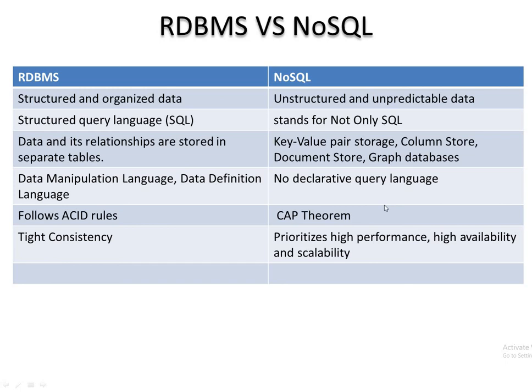RDBMS follows ACID rules, while NoSQL follows the CAP theorem. In RDBMS, tight consistency is there, and in NoSQL there is a relaxation of consistency. It is generally used when the priority is high performance, high availability, and scalability. Means when applications have a priority for high performance, high availability, and scalability, then generally NoSQL is used, and a relaxation is given for consistency.